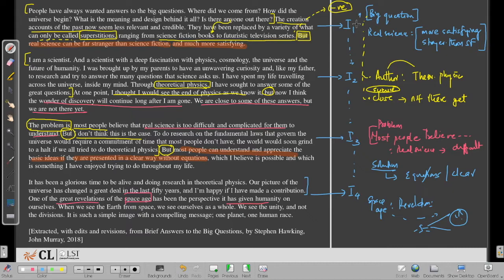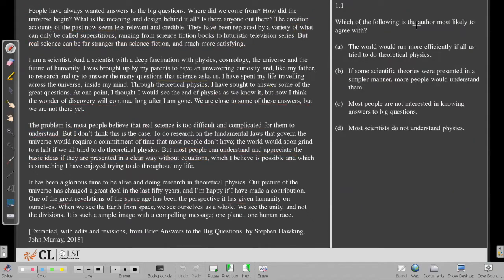Right. Now let's start looking at the options one by one. Which of the following is the author most likely to agree with? Once you understand it in this sense, most of the time you can answer the question by just picking the answer. When I say pick the answer, I don't really have to go back to the passage to answer. Let's look at each one.